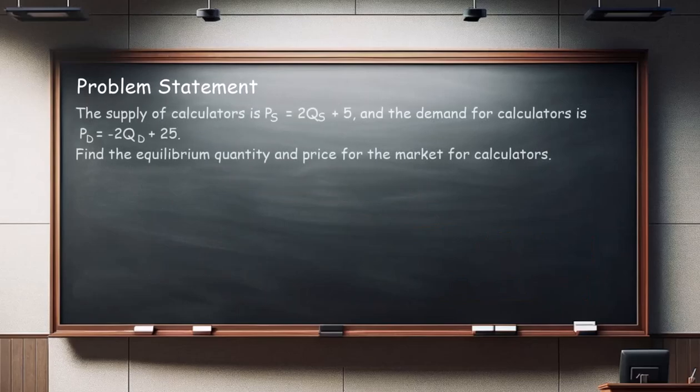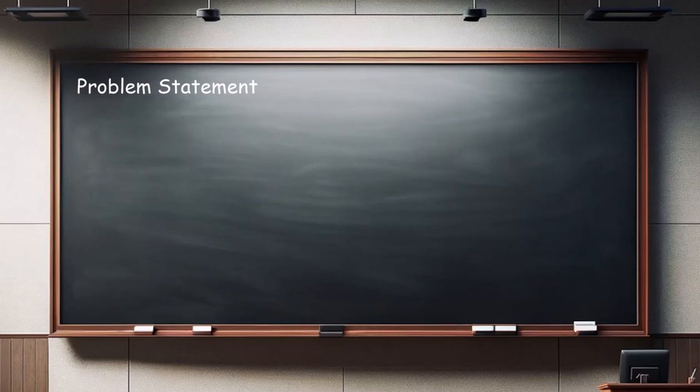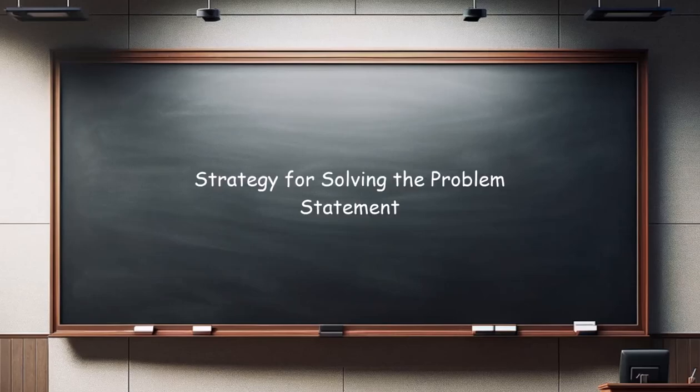Now, let's look at an example where the equations for supply and demand are in y-intercept form, which is how the equations appear on a graph. The supply of calculators is P subscript S equals 2 times Q subscript S plus 5, and the demand for calculators is P subscript D equals minus 2 times Q plus 25. Find the equilibrium quantity and price for the market for calculators.